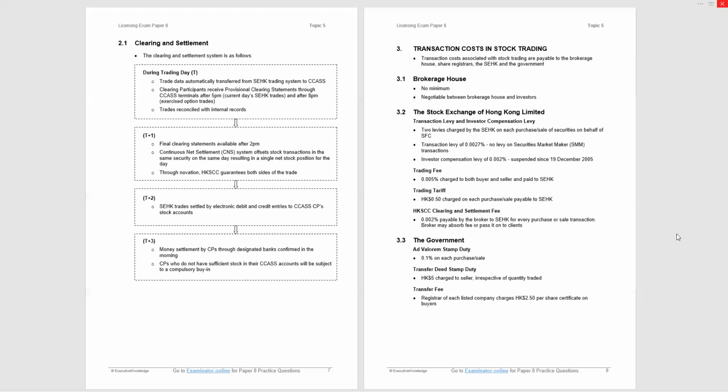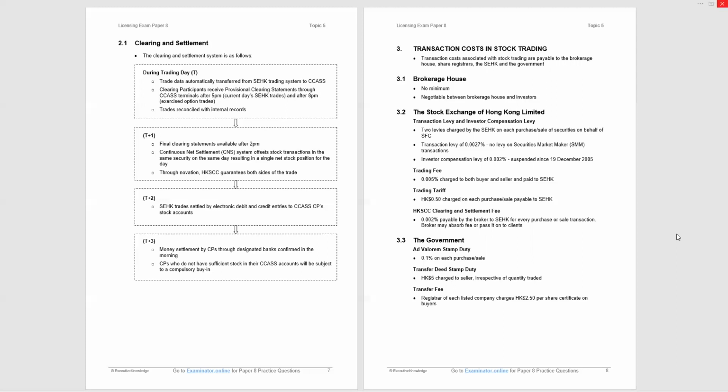T+2 is settlement. So trading day T is the trade. T+2 is settlement, settled by electronic debit and credit. This is Hong Kong's clearing and settlement rules. T+3, if a selling clearing participant doesn't have enough stock in its account, then it will be subject to compulsory buy-in, where the clearinghouse will go into the markets and buy at whatever price they can get to replenish the clearing participant's stock account.